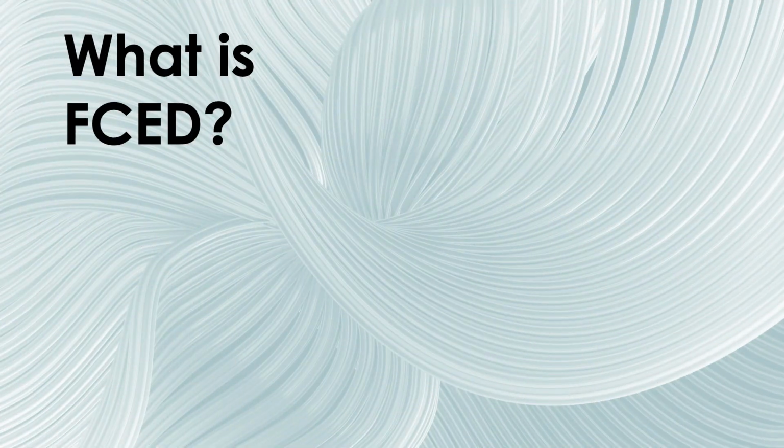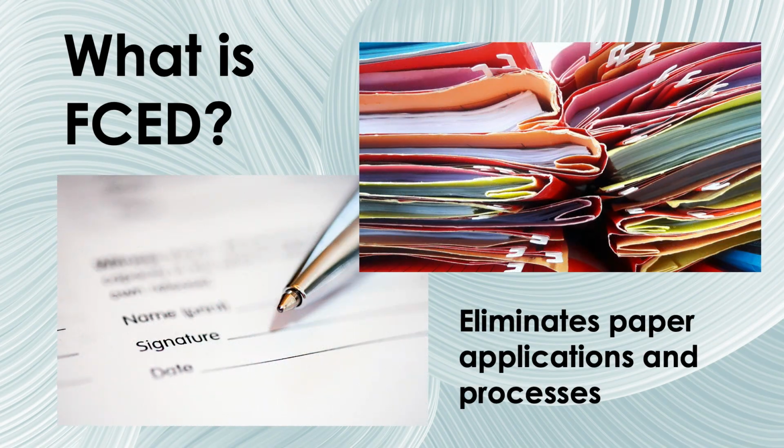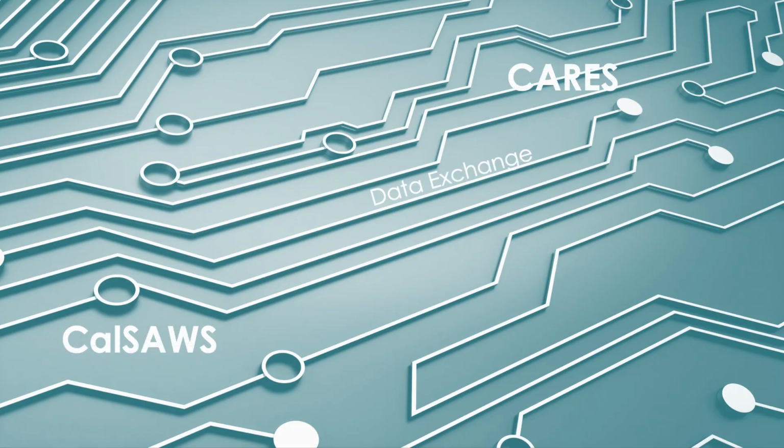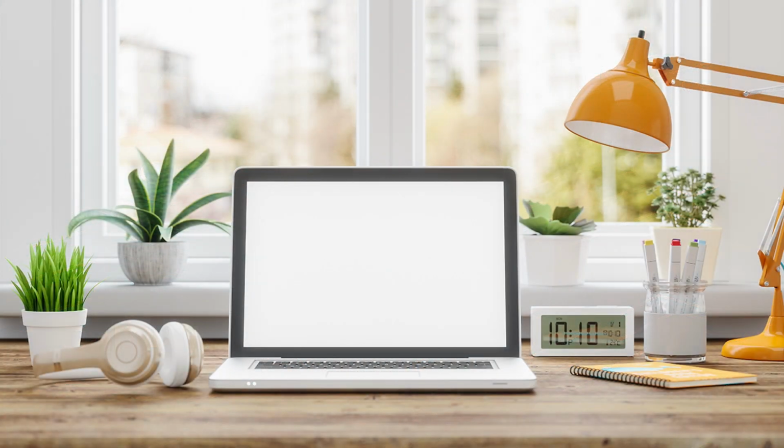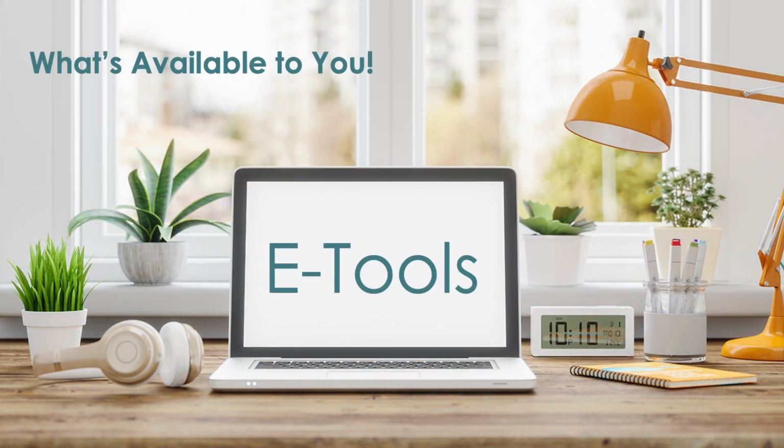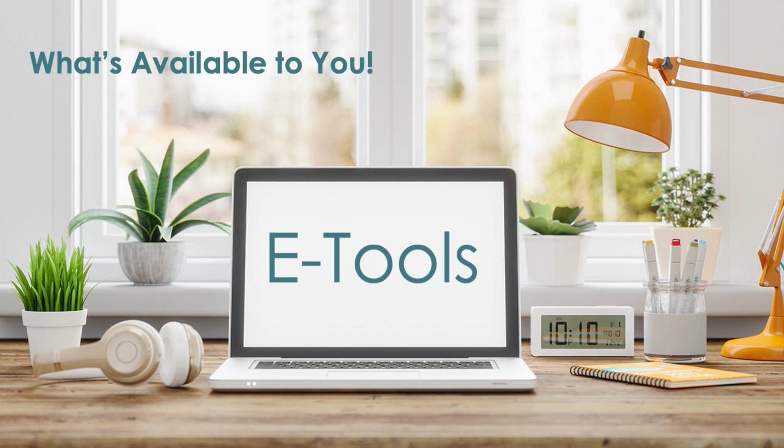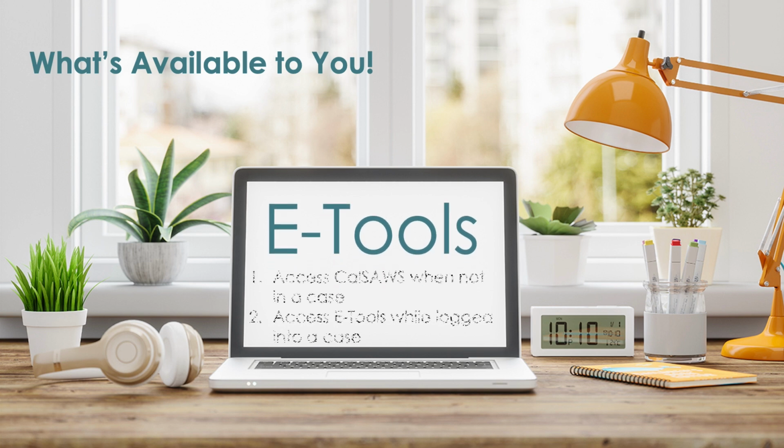In the simplest of terms, FCED is eliminating paper applications and processes and exchanging it with electronic data. And in CalSAWS, it all centers around one thing: e-tools. E-tools will become ground zero for all things FCED. Here is where your county staff will find all the electronic data received from CARES and allow them to send information back to CARES. There are two modes in which e-tools will be available to staff.